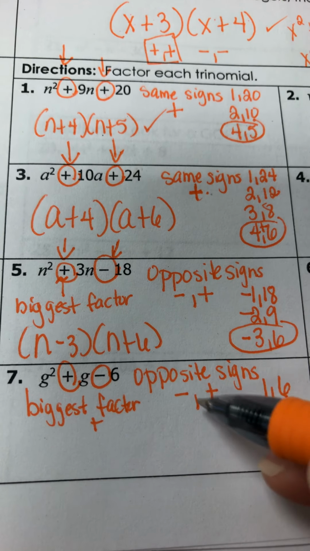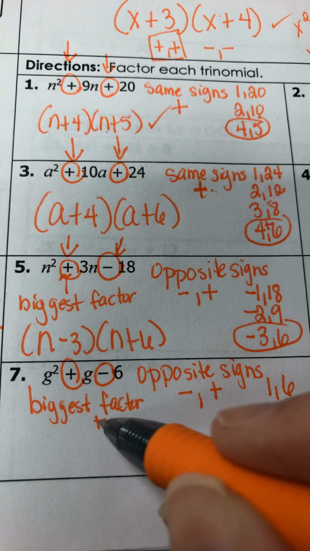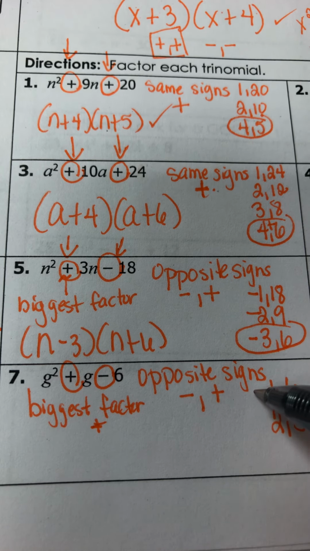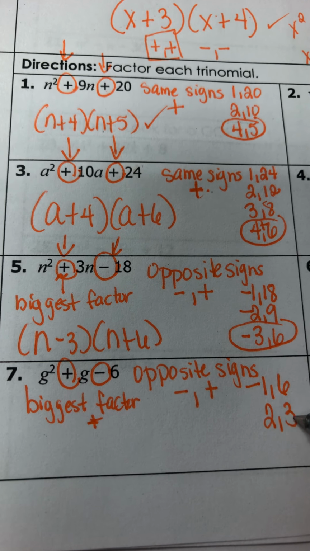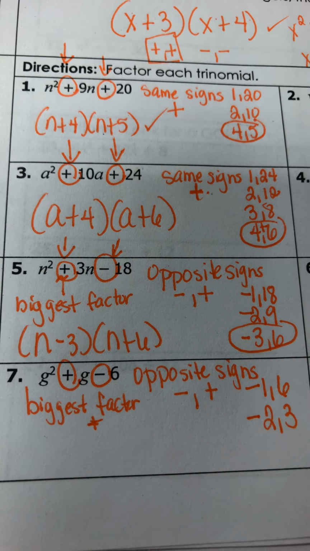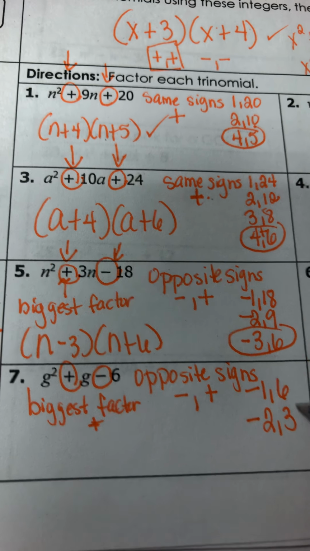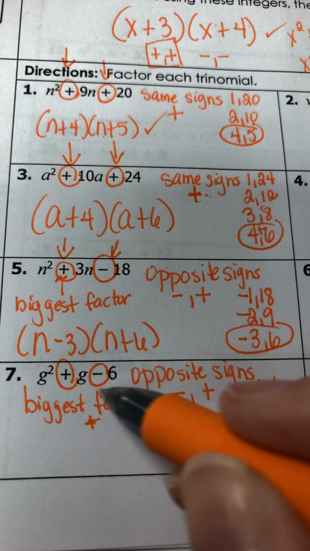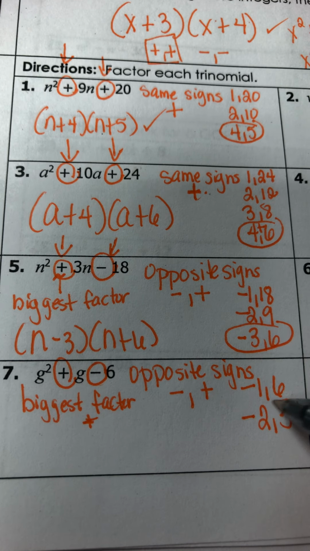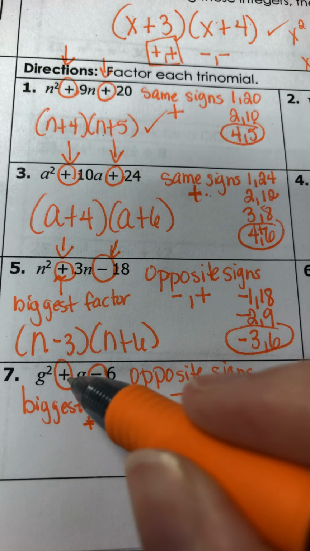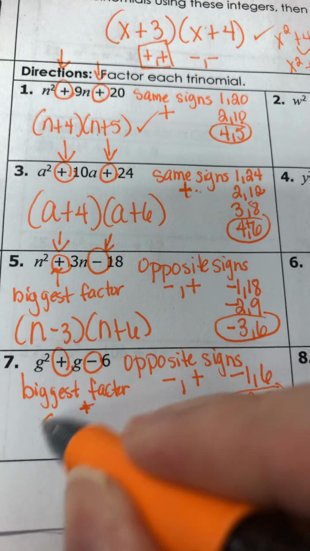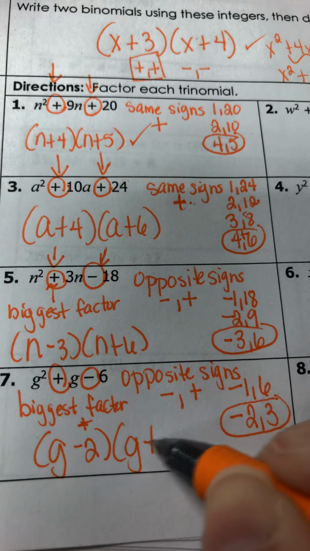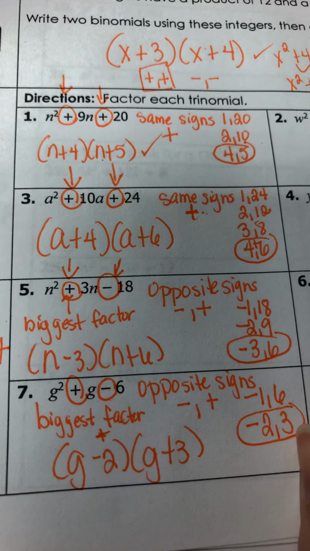I need opposite signs for my factors. My biggest factor is positive. So 6 is bigger than 1, so 6 is positive. 3 is bigger than 2, so 3 is positive. Now, both of these will multiply to give me my multiplication number of negative 6, but only negative 2 and 3 will add together to give me 1. So my factored form is g minus 2, g plus 3.